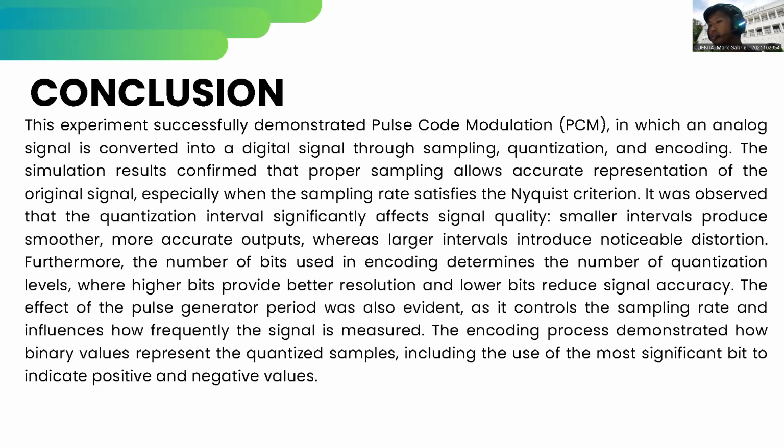Furthermore, the number of bits used in encoding determines the number of quantization levels, where higher bits provide better resolution and lower bits reduce signal accuracy. The effects of the pulse generator period were also evident as it controls the sampling rate and influences how frequently the signal is measured.